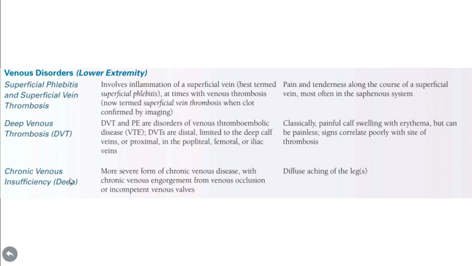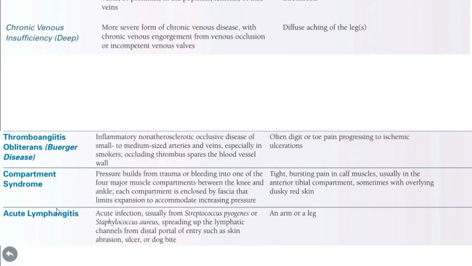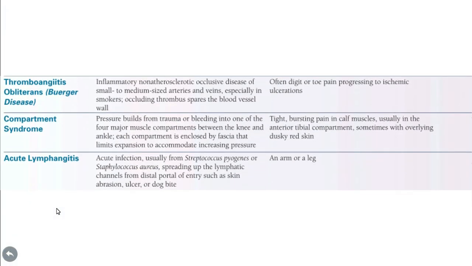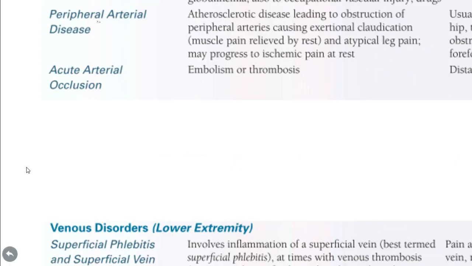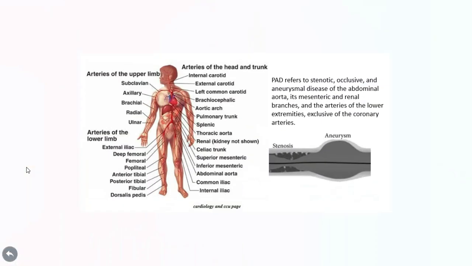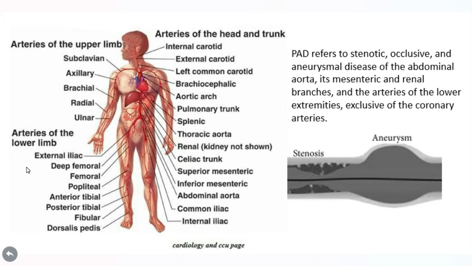Okay, venous disorders can also manifest with pain, which includes superficial phlebitis, DVT, and deep venous insufficiency. So with superficial vein thrombosis and deep vein thrombosis, there's already a thrombus. Another cause of pain is Buerger's disease, compartment syndrome, and acute lymphangitis. There are also mimics, like cellulitis and erythema nodosum. So let's focus on peripheral arterial disease.